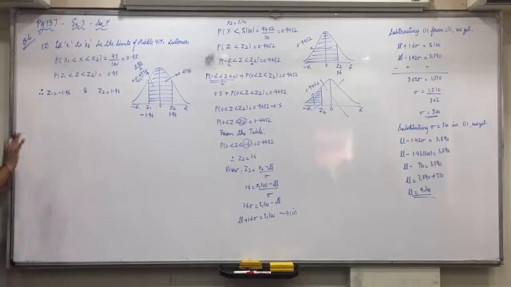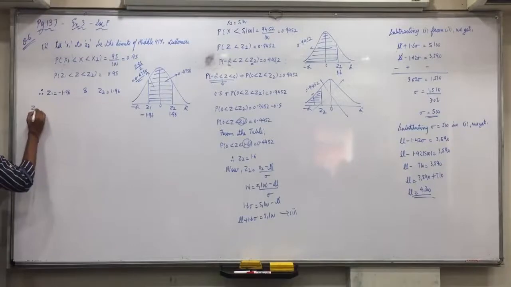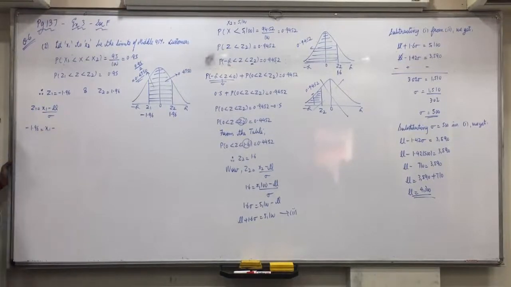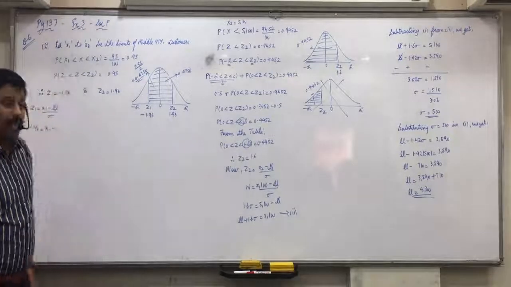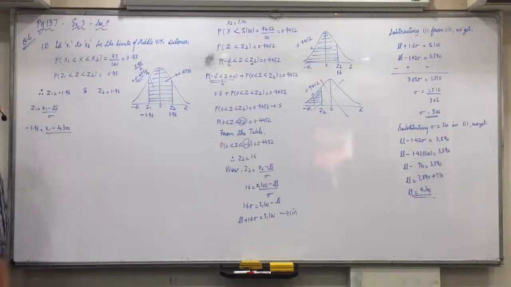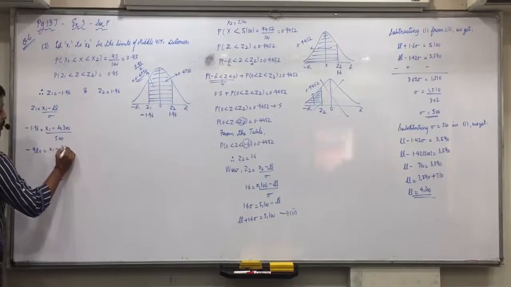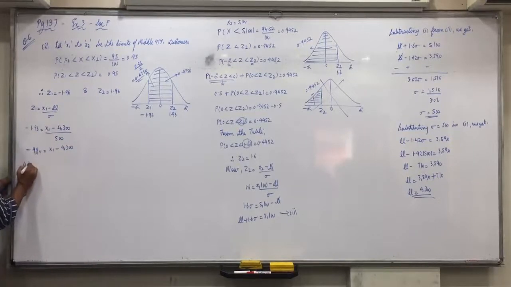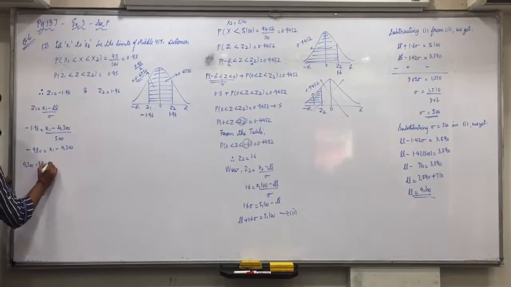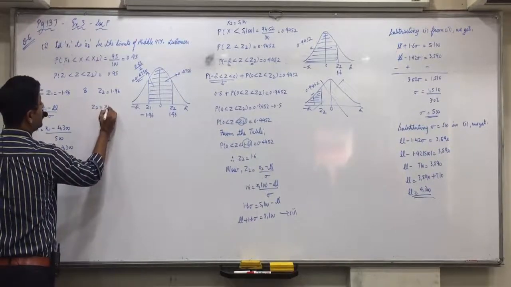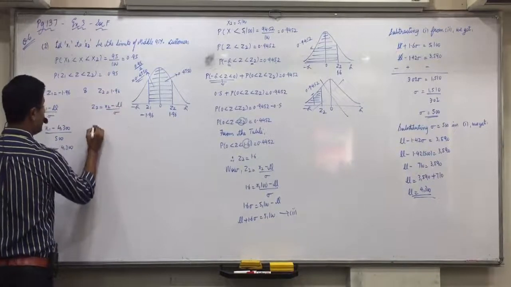Using the two formulas we'll get x1 and x2. So z1 equals x1 minus mu upon sigma: minus 1.96 equals x1 minus mu, which we obtained as 4300, upon sigma, which we obtained as 500. Put 500 into 1.96, minus 980 equals x1 minus 4300. Minus 4300 on the other side becomes plus. So x1 is 3320.